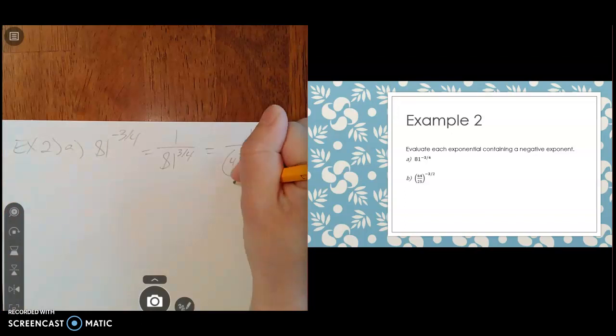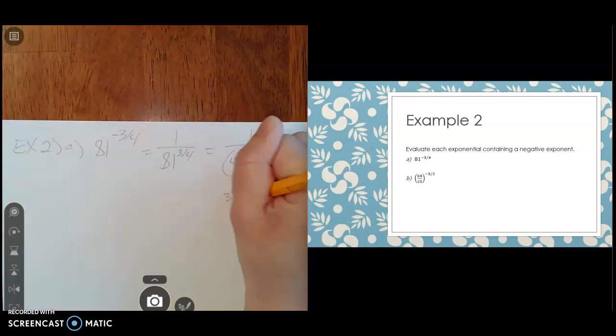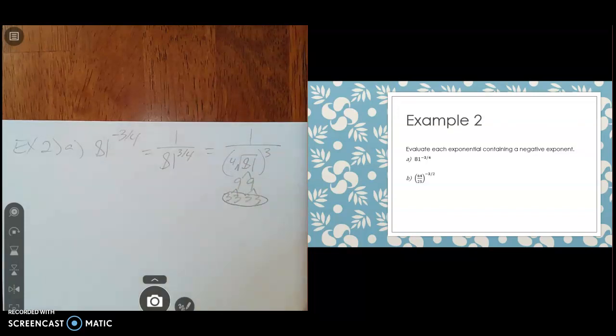So let's see here. 81 is 9 times 9, and each 9 is 3 times 3. So we're doing the 4th root, so we're looking for groups of 4 of the same thing. There are 4 3's here. So the 4th root of 81 is 3.